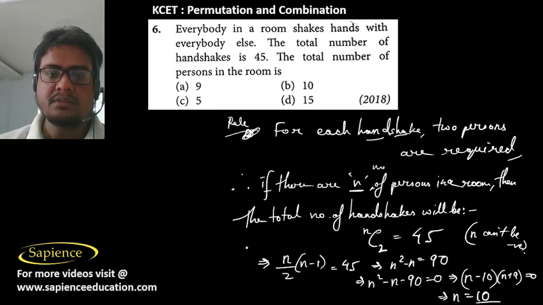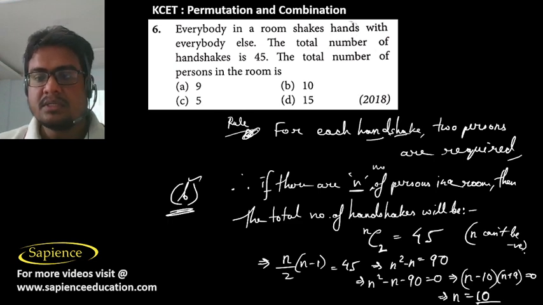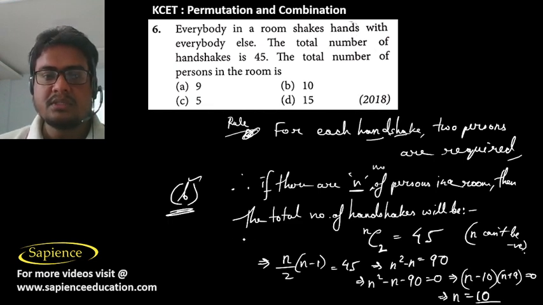So n is equal to 10. So therefore option B is the correct answer. So it means there are 10 persons in the room.